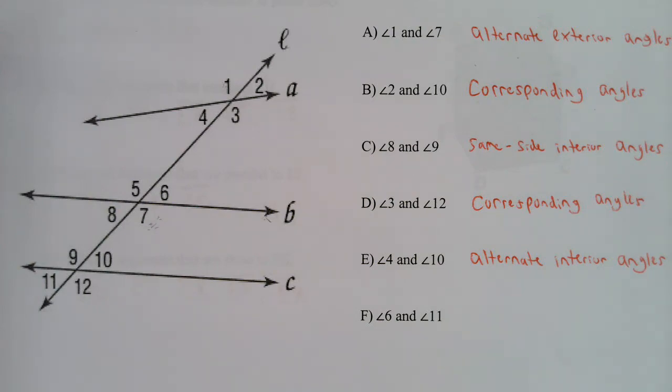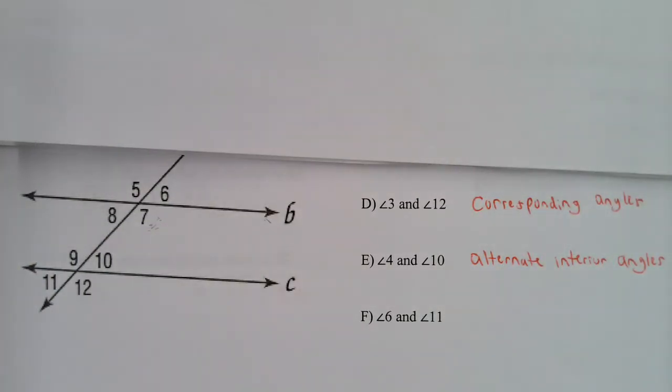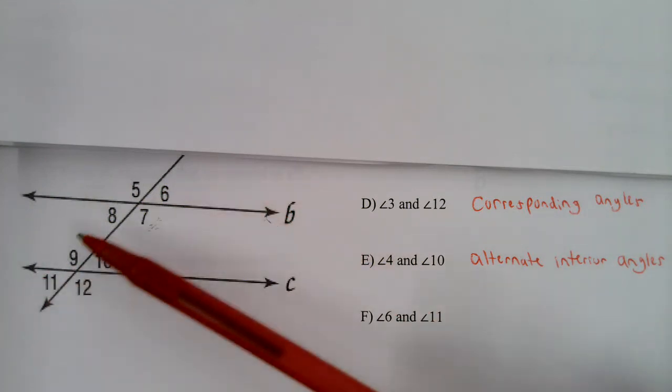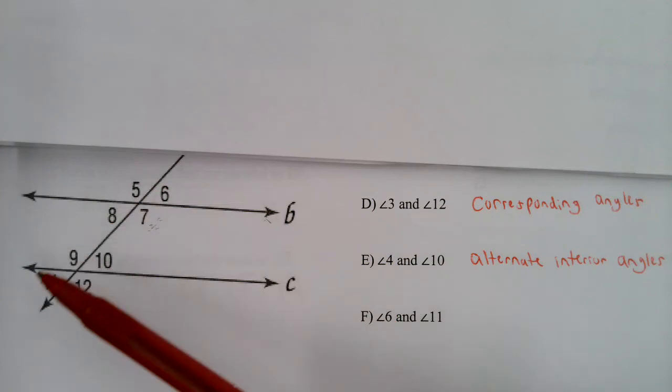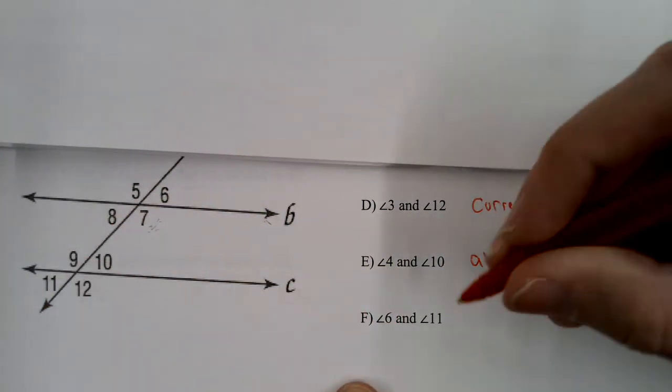And angle 6 and angle 11 for part F, cover that up. 6 and 11, they're both outside the lines being intersected, and they're on opposite sides of the transversal, so those are called alternate exterior angles.